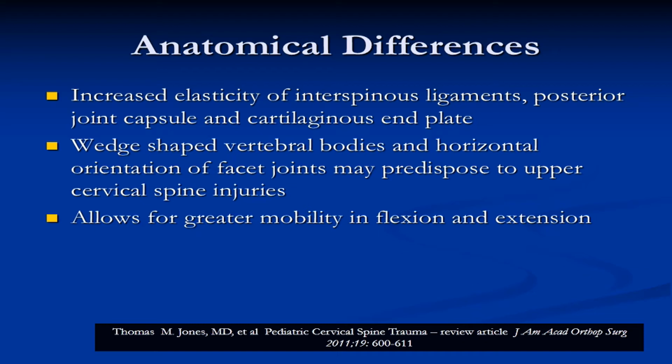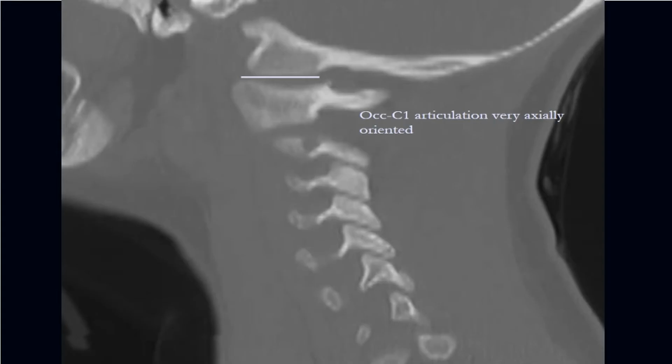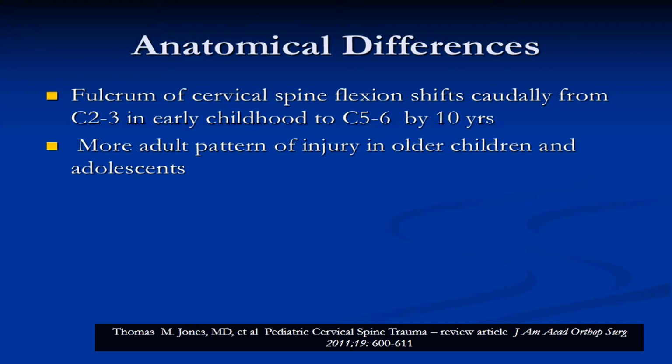It also allows for greater mobility, flexion and extension, thus again predisposing to upper cervical spine injuries. As you can see here, the occipital-C1 articulation is very axially oriented. The fulcrum of cervical spine flexion shifts caudally from C2-3 in early childhood to C5-6 by 10 years of age. This is basically because the shape of the body changes to the adult nature by this age, and the orientation of the facets also changes to the adult nature by this age.